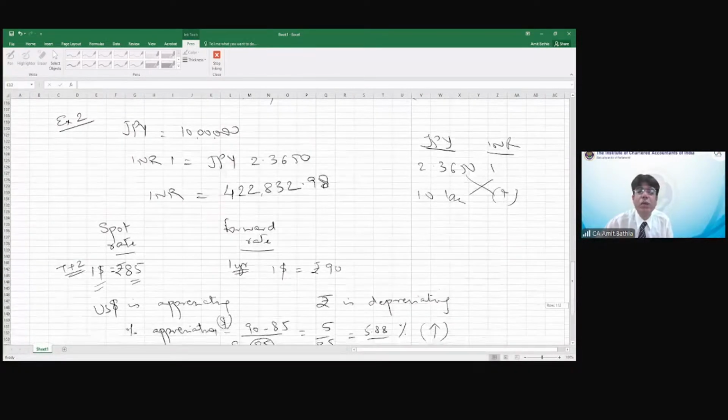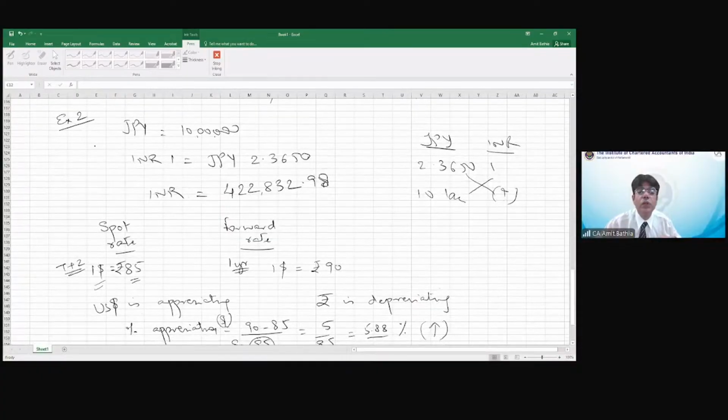This was basically about if you have Japanese yen 10 lakhs available with you, and you are given the exchange rate INR 1 is equal to JPY. Right? So should you multiply or should you divide to find how much rupees you will get? Because when you surrender JPY 10 lakhs, you will obviously ask for INR in return, right? So how much INR can you expect?